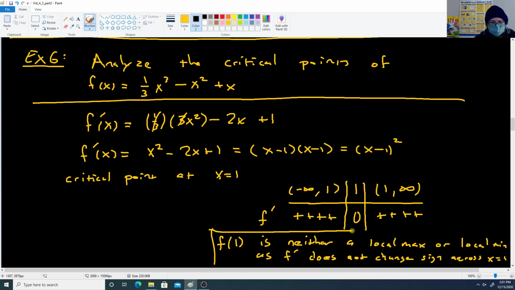So there is no change in sign at x equals 1, which means the y value is neither a local min nor a local max, because you didn't get a change in sign of the first derivative. 1 is a critical point, but there's no change in sign. So when there's no change in sign at a critical point, it does not create a local max or a local min.